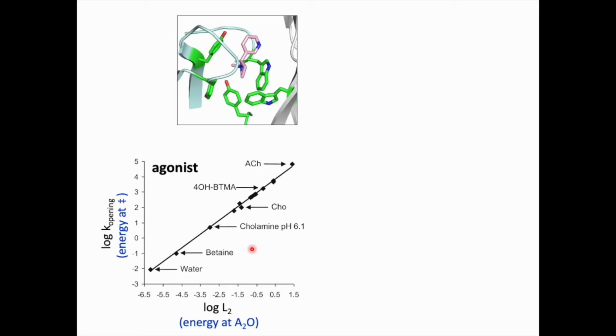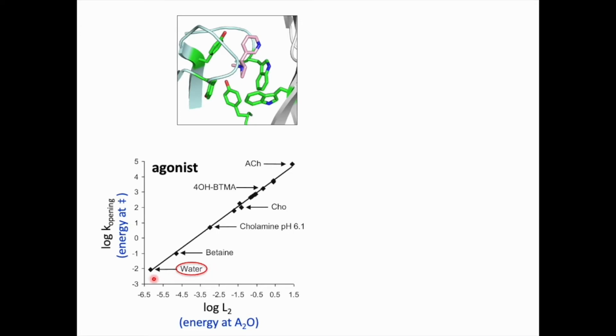We've done this for many more agonists. They all fall on a slope of about 0.93 to almost 1, depending on who's doing the experiments. So it's a high phi value for the agonist. And I want to just point out that water is on this plot, which means that water is the dividing line between what's an agonist and what's an inverse agonist.